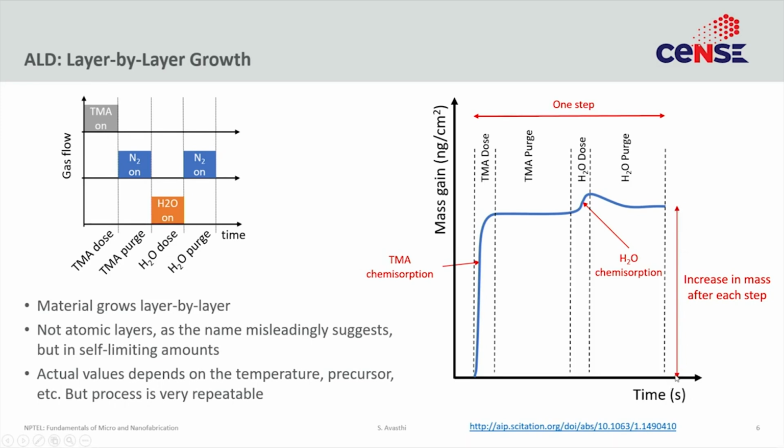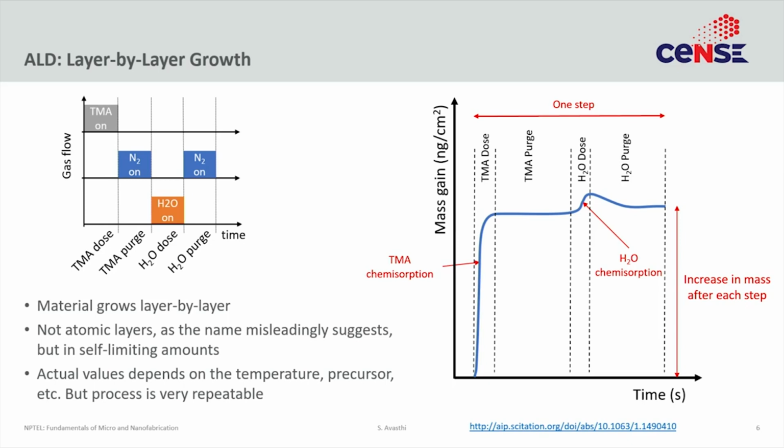Per cycle you gain this much amount of mass, which is not exactly a monolayer per se. So atomic layer deposition has slightly poor nomenclature. It seems to suggest that you always have one exact monolayer. That's a little misleading. The better way to think about it is that it has self-limiting chemisorbed layers. They sometimes are more than a monolayer, sometimes they are less than a monolayer. Often they are less than a monolayer.